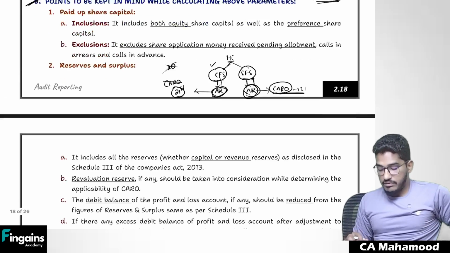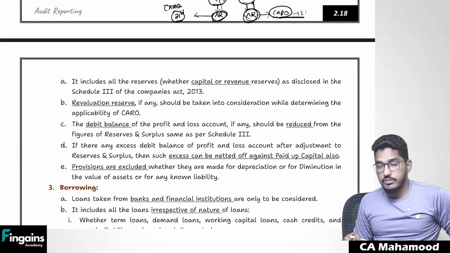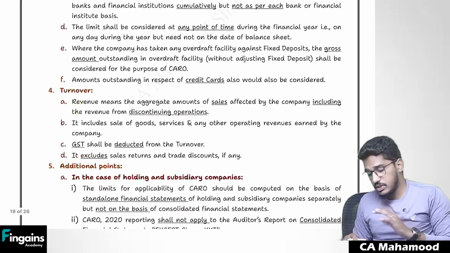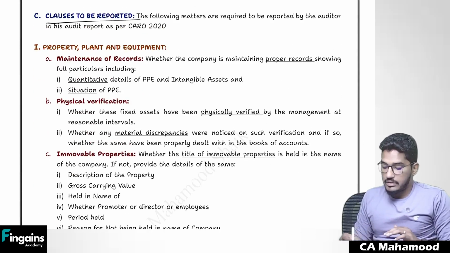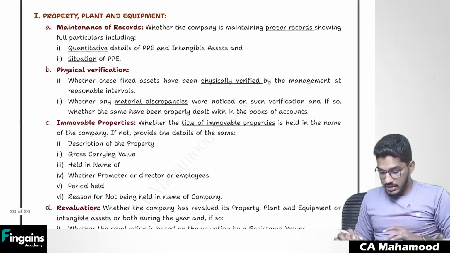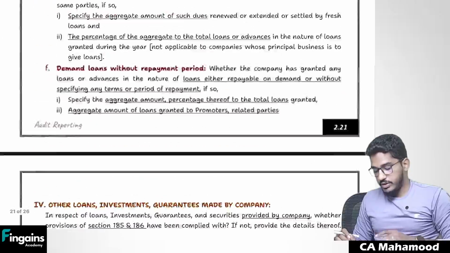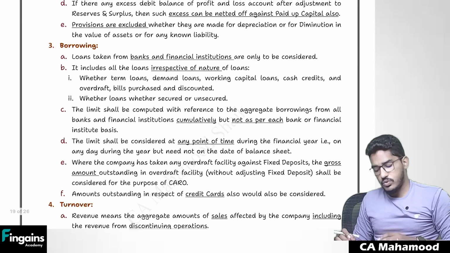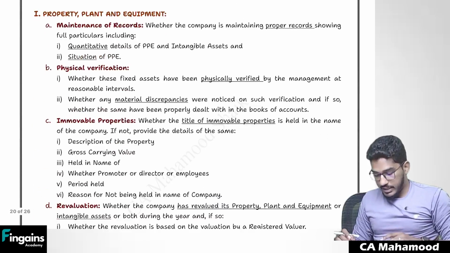So since we have become clear on applicability, which company auditors are required to report on CARO and which company auditors are not required to report on CARO, now we will try to understand what those 21 matters are which are required to be reported. There will be a total of 21 matters which are required to be reported. We'll take them up one by one and we'll try to close it. Okay, right. Everybody, are you all ready?